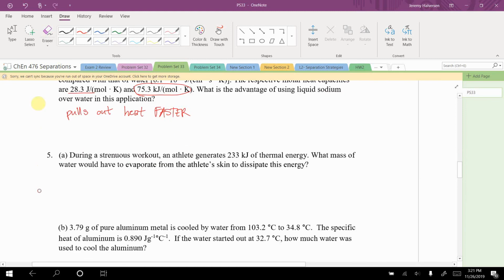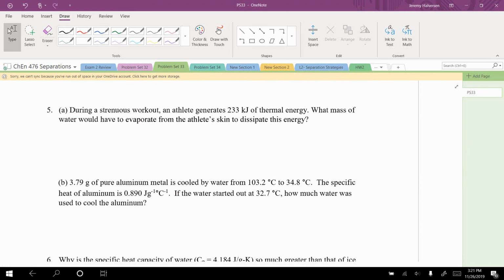Okay. All right. During a strenuous workout, an athlete generates 233 kilojoules of thermal energy. What mass of water would have to evaporate from the athlete's skin to dissipate this energy? Okay, so what are we doing? We've got a certain amount of heat that your body is generating, and you're going to sweat, and the sweat will evaporate, and we're treating the sweat as water. The sweat will evaporate. Evaporation is endothermic, so it's going to absorb heat. Where's it going to take the heat? From your body. So the sweat will evaporate, and that's going to dissipate the heat.